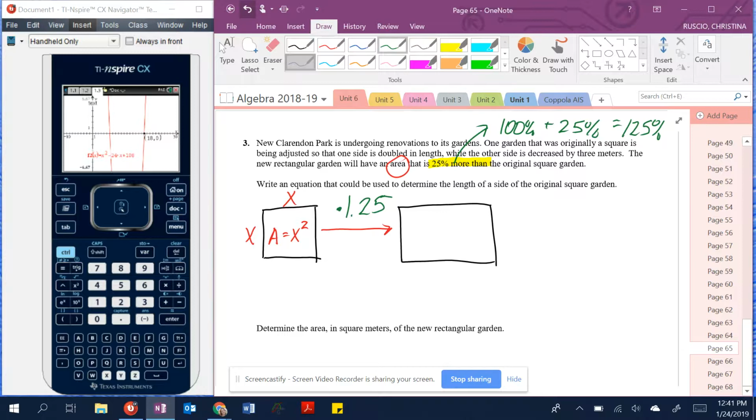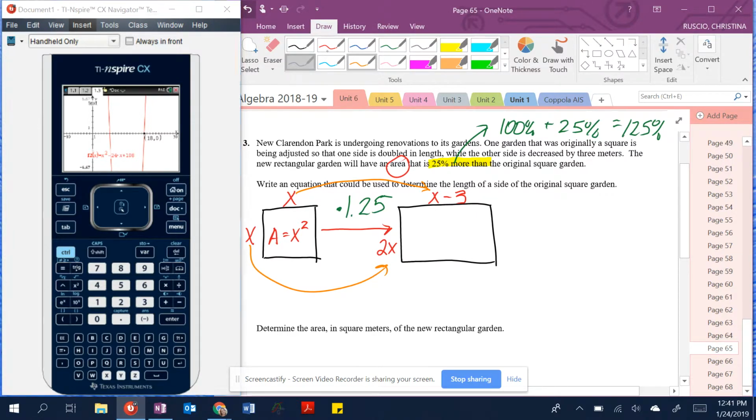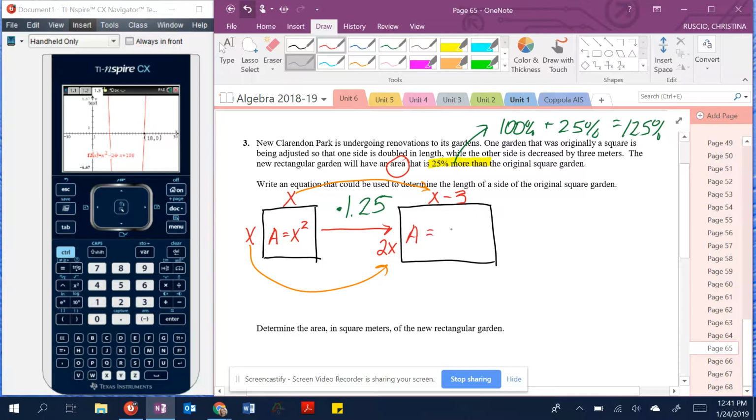So let's see. The sides are adjusted so that one side is doubled in length. Well, that's easy. If it's originally x, doubled is just 2x. And then the other one is going to be decreased by 3. Oh, I guess I drew the picture in a weird way, but you get the picture. So x minus 3. So this x became x minus 3. That became 2x. So if we're talking about area, let's just find the area of this guy. Wouldn't the area of this equal 2x all times x minus 3? And if you want to get really fancy, you could say it's 2x squared minus 6x if I distribute it through. Potato, potato.